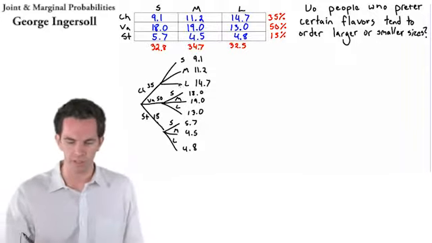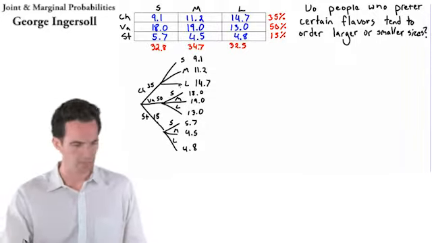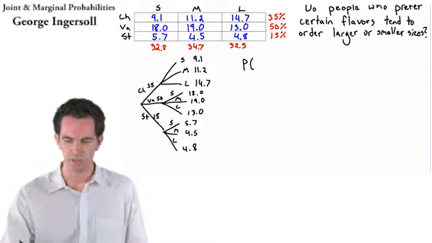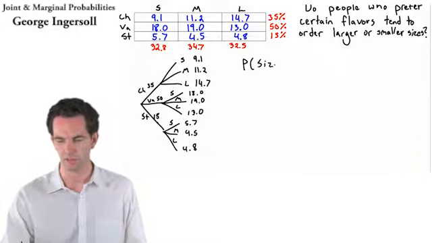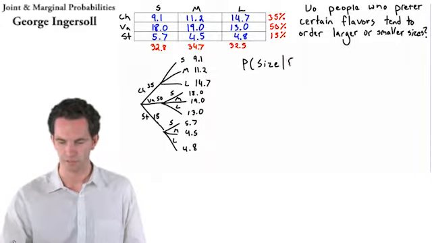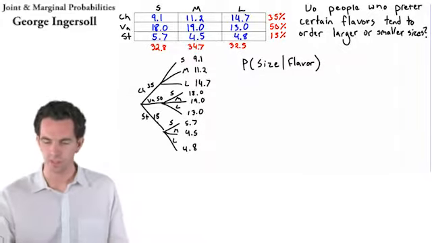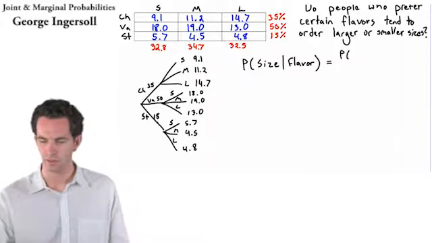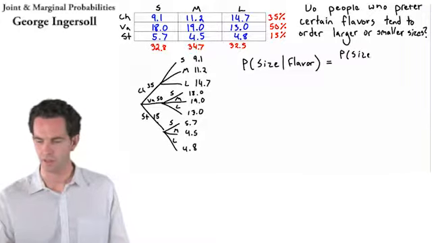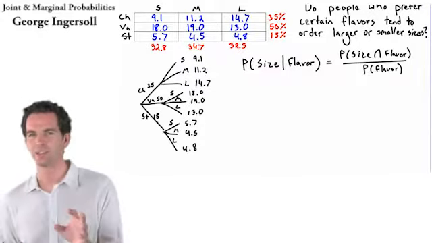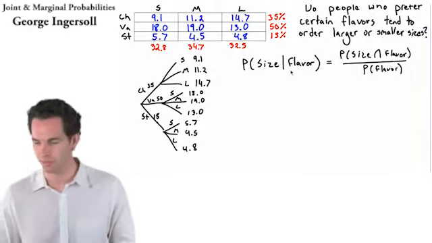So what we really want to know is, let's start off by saying, what's the probability of size given flavor, right? And that's going to be the intersection of size and flavor over the probability of flavor. Now, this is not good statistics. This is not good probability. I hope some of you are thinking that to yourselves.